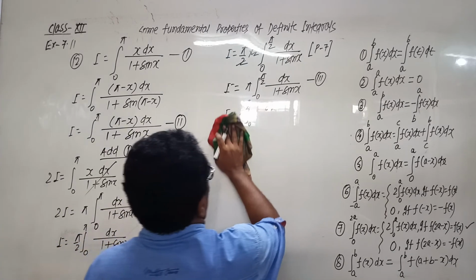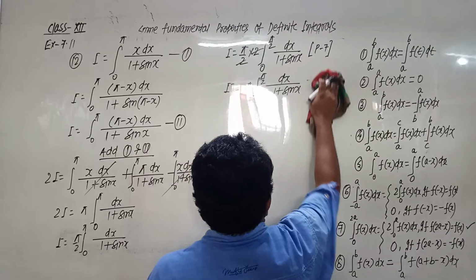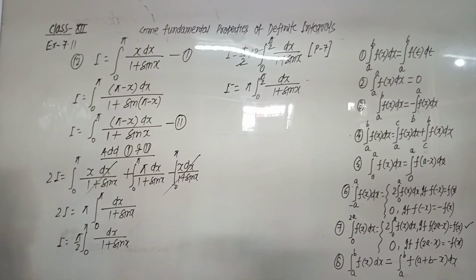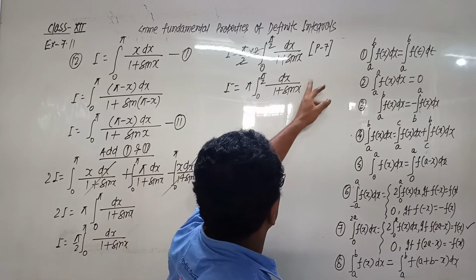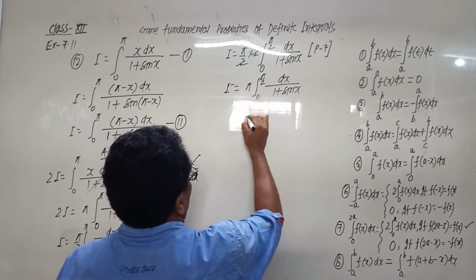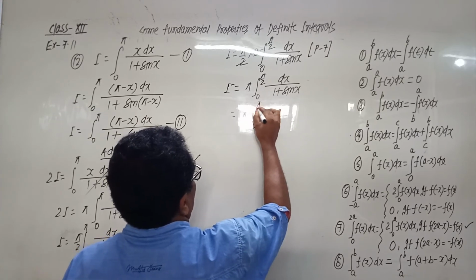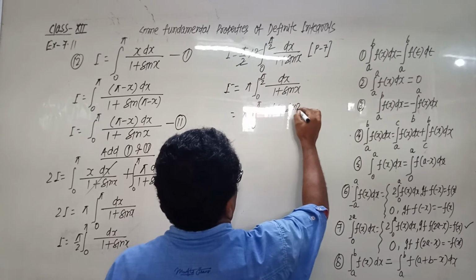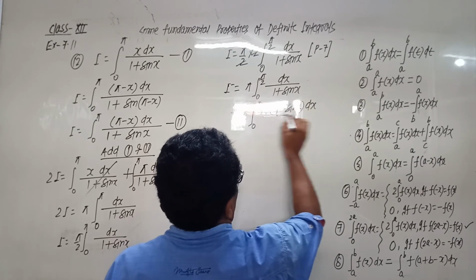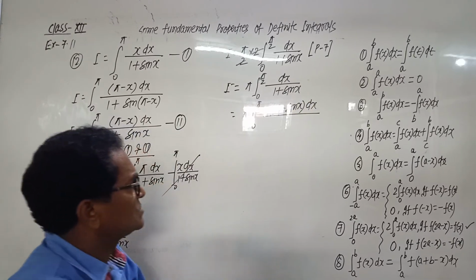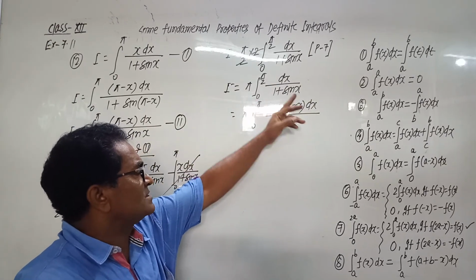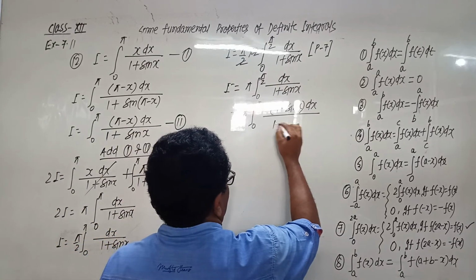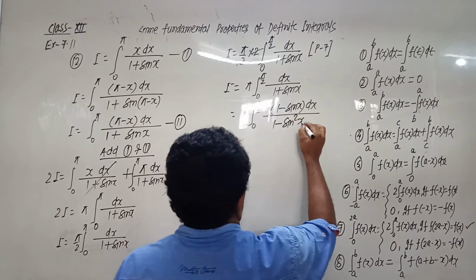Now there is no need to use the property. We can solve it directly. Multiply by pi integration 0 to pi by 2. This can be written as 1 minus sin x. Rationalize this term. Multiply the numerator and denominator by 1 minus sin x. So we get 1 minus sin x, and in the denominator we get 1 plus sin x into 1 minus sin x, means 1 minus sin square x.